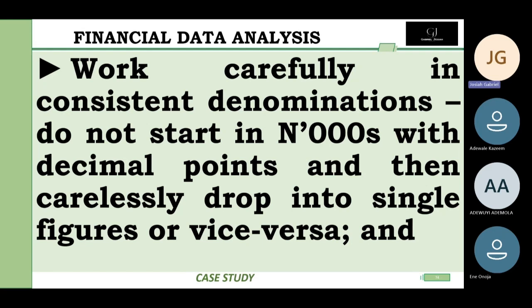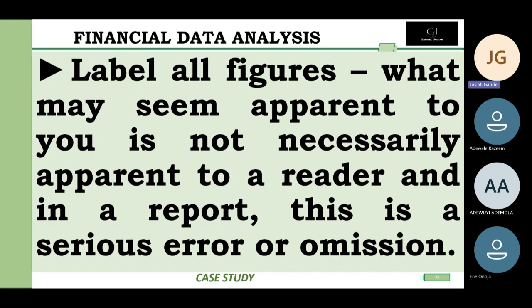So start from the bits, the ratios that are small. Then for the financial data, you go for the numbers less before you go for the harder ones. Also label all figures. What may seem apparent to you is not necessarily apparent to the reader in a report. So please label all figures. This is a serious error or omission if you don't label all your figures.